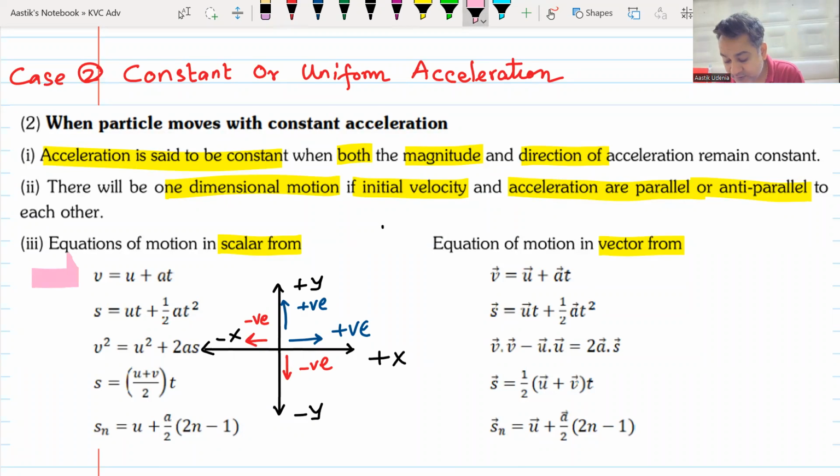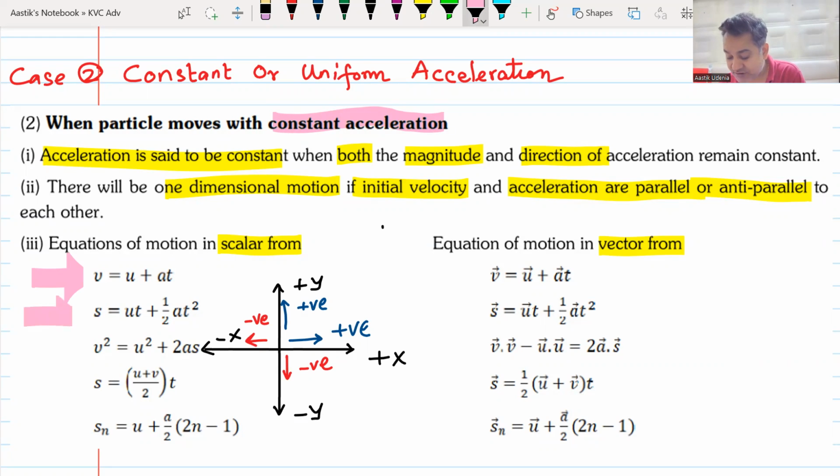With those sign conventions into the picture, we have got this equation. Equation number 1, v is equal to u plus at. Remember, this equation is only valid in one dimension motion with constant acceleration. Do we understand this? It is not valid for non-uniform acceleration. Do we get this? Yes or no?